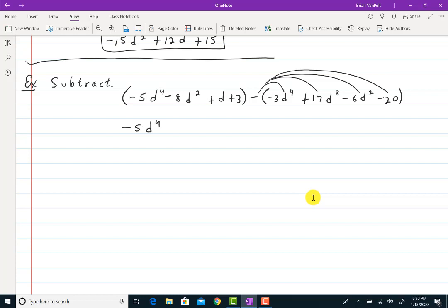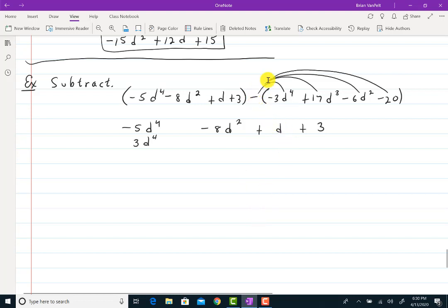What I'm going to do is stack them like I did before. But what I noticed is that I have no d cubed term here, but I have a d cubed term in the other polynomial. So I'm going to leave a gap. I'll get negative 8d squared plus d plus 3. This is why going from highest to lowest is very useful sometimes. Now when I apply the negative to this piece here, I'll get a positive 3d to the fourth.